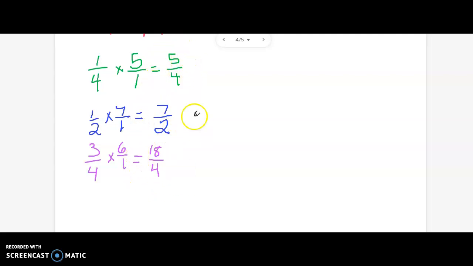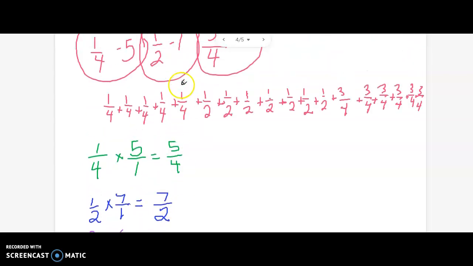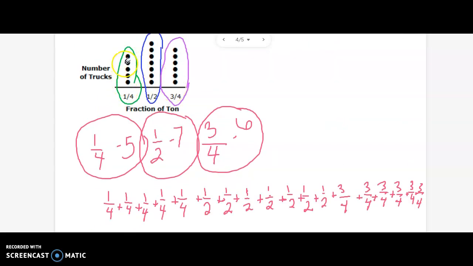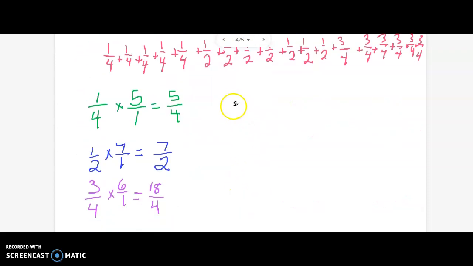Now I'm going to take those 3 sums, because now I've added up how many tons these 1, 2, 3, 4, 5 trucks are carrying, how many tons these 7 trucks are carrying, and how many tons these 6 trucks are carrying. I'm going to add them all together to find out how much in all. All right, let me grab a different color here. So now I have to use what I know: 5/4 plus 7/2 plus 18/4. Now I need to use what I know about adding fractions, okay?